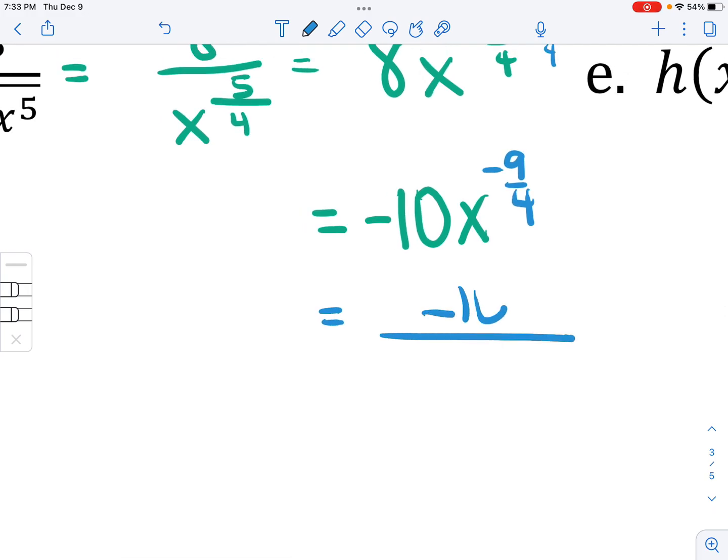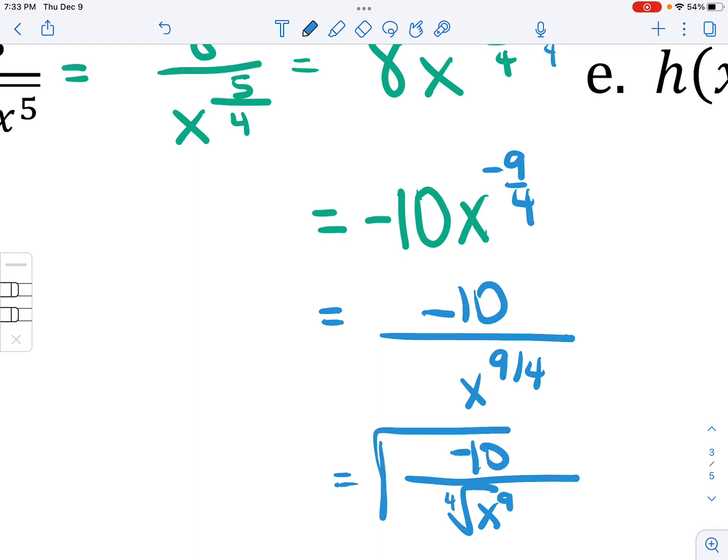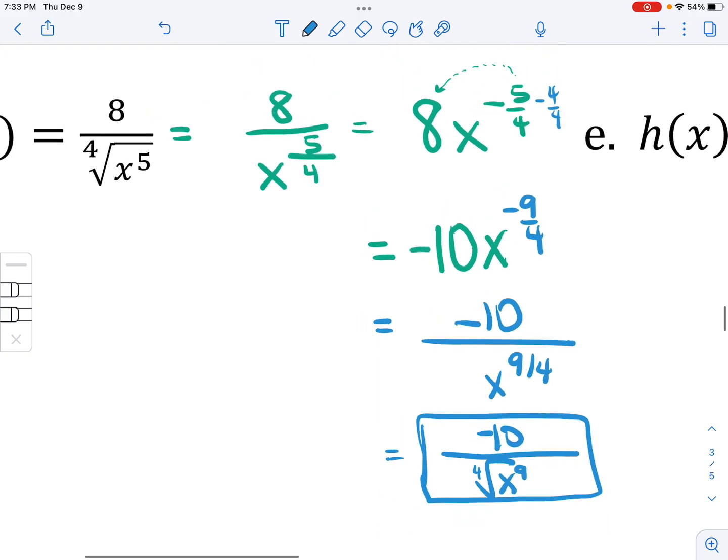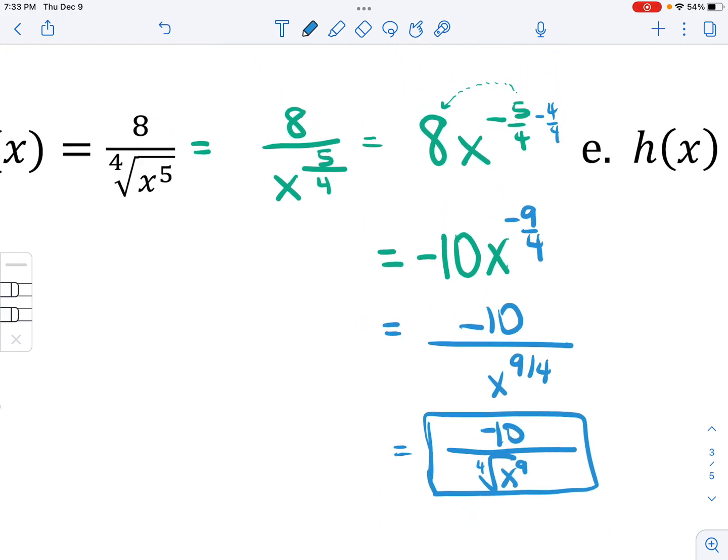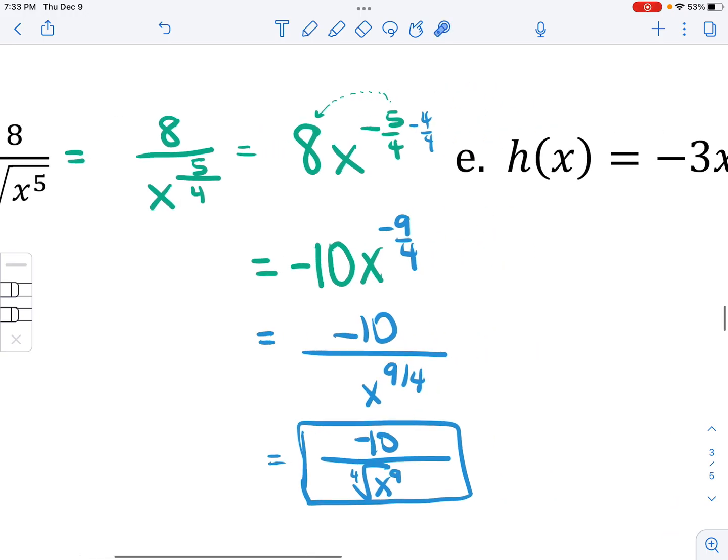And again, I'll fix that. Keep negative 10 on top. Move x to the 9/4 downstairs where it's positive. And then rewrite it as the 4th root of x to the 9th over negative 10. And that's my final answer. And there's other ways to do this one. You could do the quotient rule or whatever, but that's just one way to approach the problem.